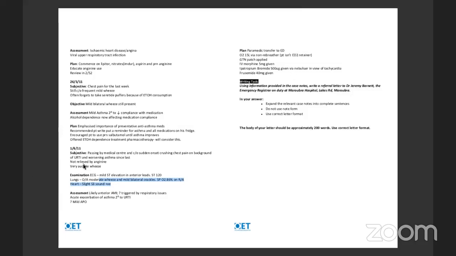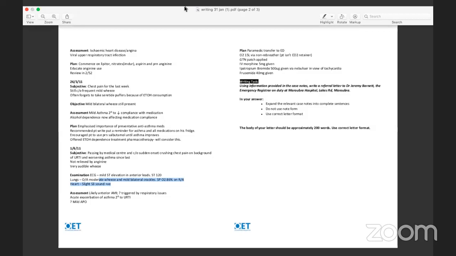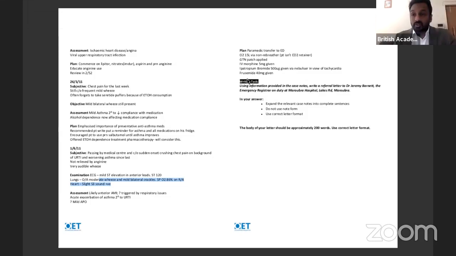From this last event, we got to know the patient had an immediate chest pain on the background of URTI. Patient already had URTI and worsening asthma since last visit. Patient has audible wheeze. You also got to know on examination he has an ST elevation in anterior leads. On auscultation, you found that the patient has bilateral crackles, heart sound S3 is positive. Right now, you've done the immediate management and you want the patient to be transferred to the emergency department.